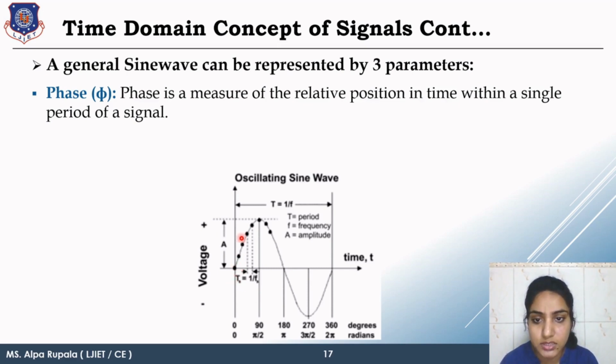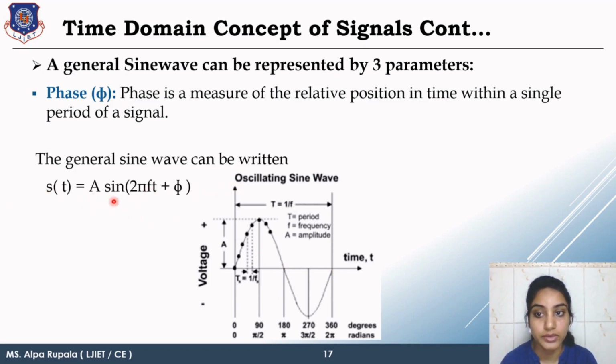Look over here, this is the basic diagram of a single sine wave signal. If my signal is starting from this particular point, then I can say my phase is 0. If it is starting from this point, then my phase is 90 degrees or pi by 2. If it is starting from this point, then my phase is 180 degrees. From this point, 3 pi by 2. And from this point, 360 degrees or 2 pi. So by this diagram, we can conclude what phase means.